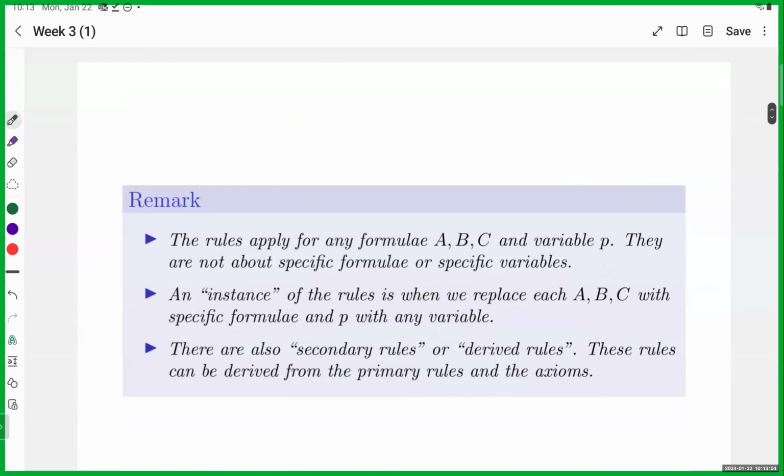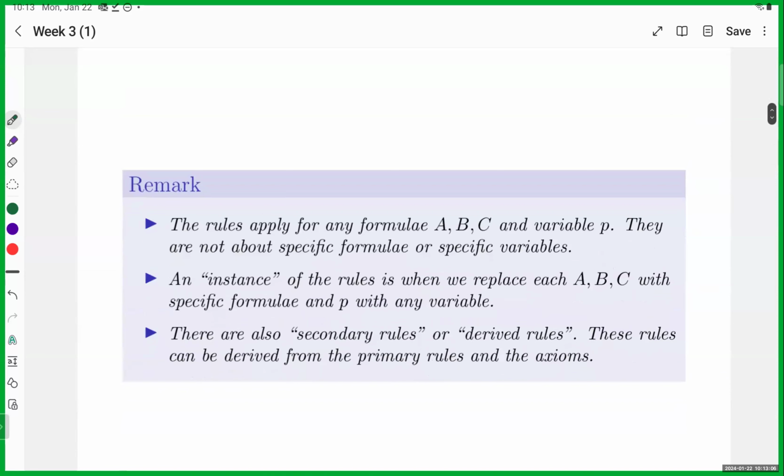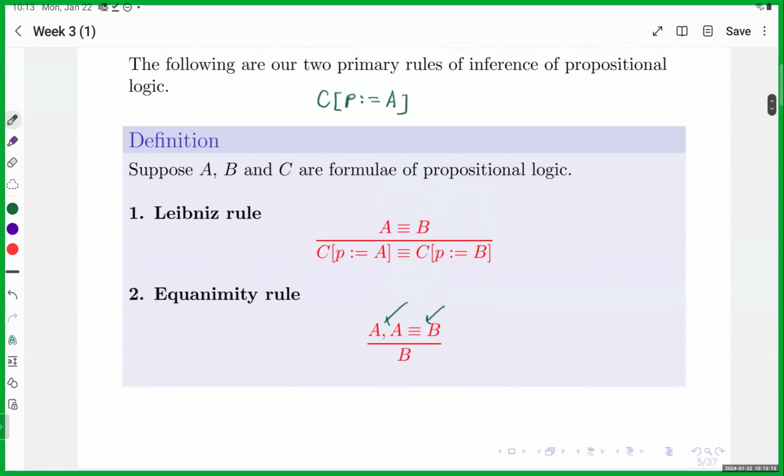Now, a few remarks about the rules of inference. First of all, these are what we call schemata in general, meaning they do not apply for any particular A, B, C, or the variable P. They apply for any A, any B, any variable P, any formula C, right? So we're going to talk about instances of these rules or laws when we plug in actual formulas, right?